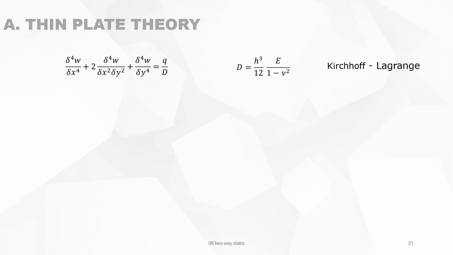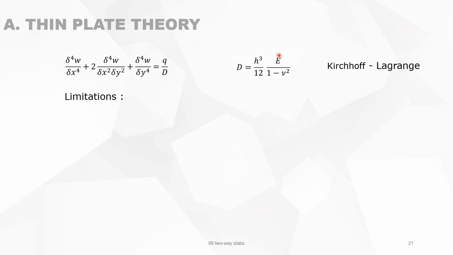There is a general elastic theory of slabs, and one of them is the thin plate theory. It was developed by Kirchhoff-Lagrange and it results in a fourth order differential equation with the unknown w(x,y), which is the deflection of the slab depending on the x and y coordinate. There is a material constant D, which is dependent on the coefficient of Poisson, the total depth of the slab, and the modulus of elasticity.